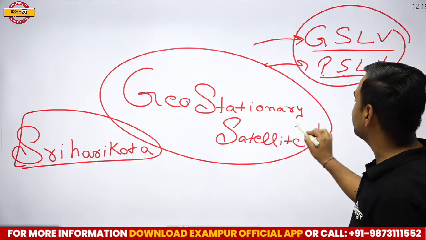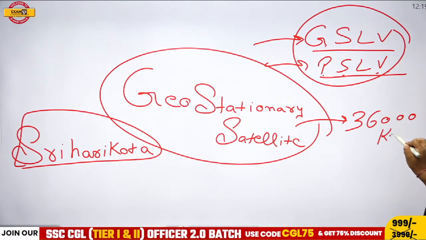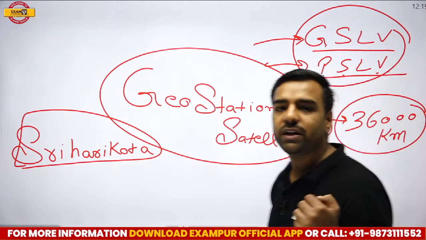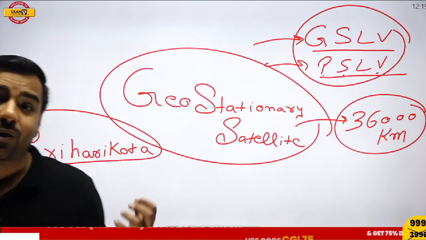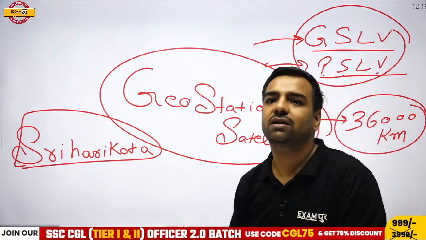Now, geostationary satellites are at which location? Let me tell you, its orbit is going to be at 36,000 kilometers, right? And where is it used? When you are watching these live matches, World Cup, T20 World Cups, IPLs, it is because of these particular satellites only.